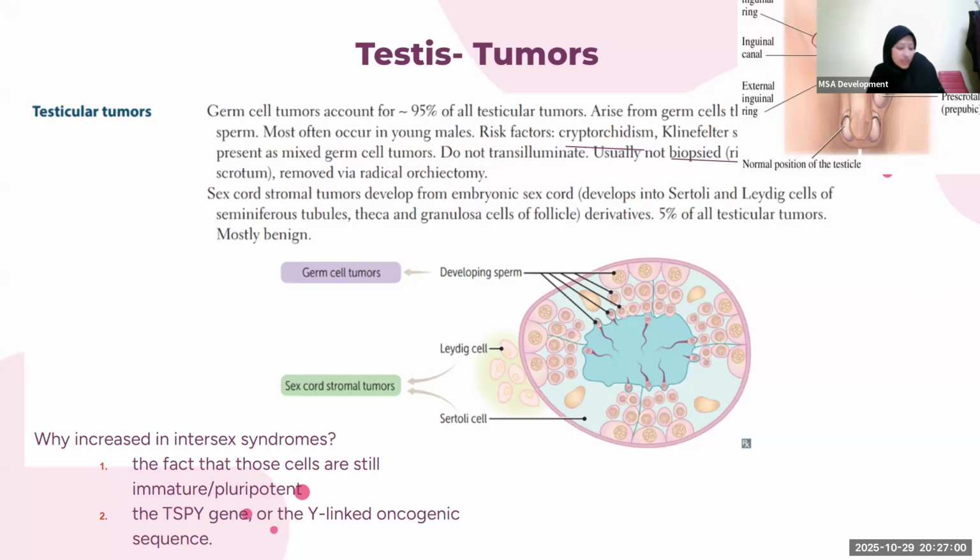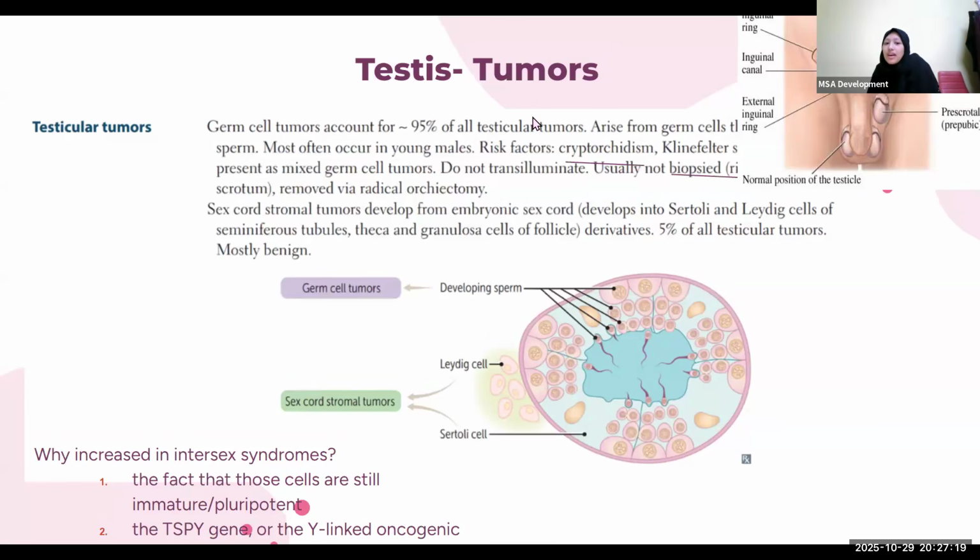So what is the most important part of this? Risk factors of tumors are things like undescended testis, which is called cryptorchidism. So the testis not descending to its normal place will predispose it to undergo tumor. Other risk factors are things like Klinefelter syndrome. So why is that? It's because there is an abnormality in the Y chromosome and certain genes that are affected in Klinefelter syndrome, because Klinefelter is XXY, right?